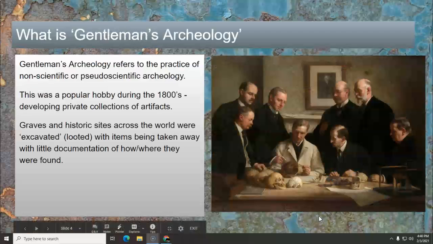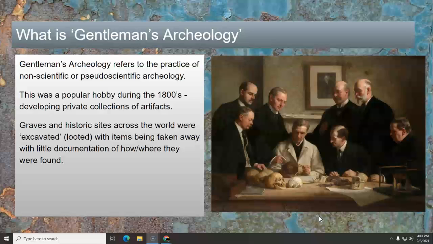So, gentleman's archaeology refers to the practice of non-scientific or pseudo-scientific archaeology. And it was a popular hobby during the 1800s. People that were traveling during the Western globalization, the European colonization and taking over everything, liked to bring home souvenirs. And so they would dig around historical sites like the pyramids and basically loot them. And anything they found interesting, they would haul back home to put in their cabinet of curiosities.